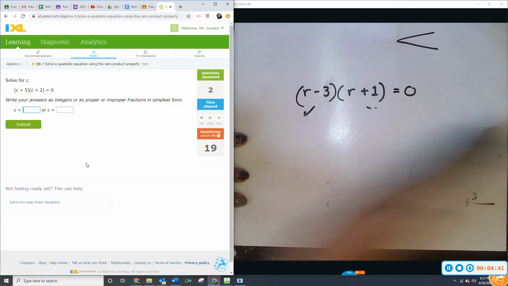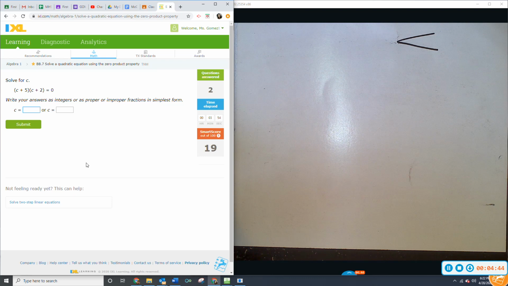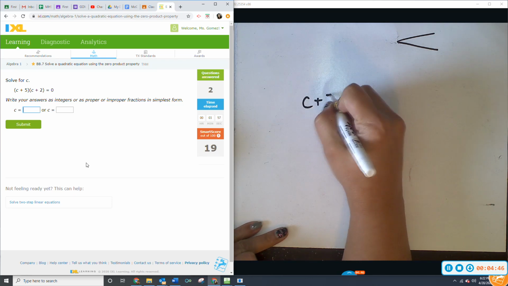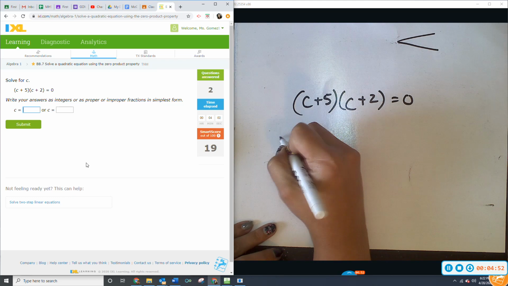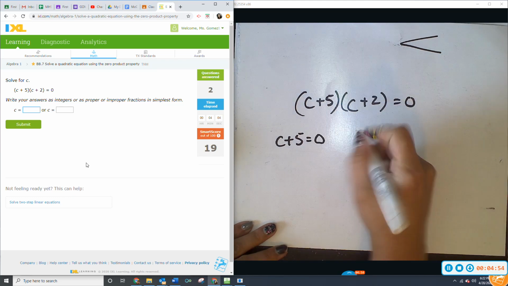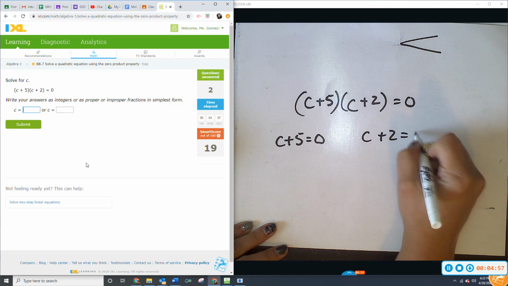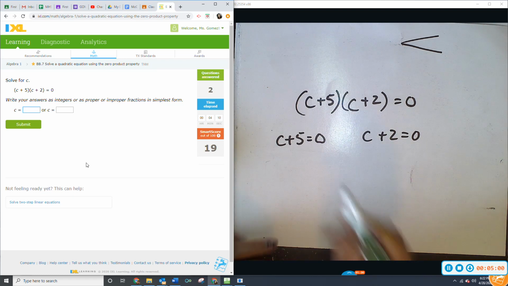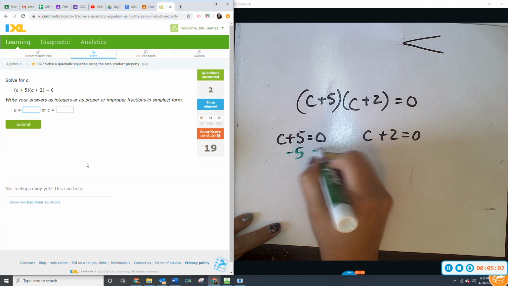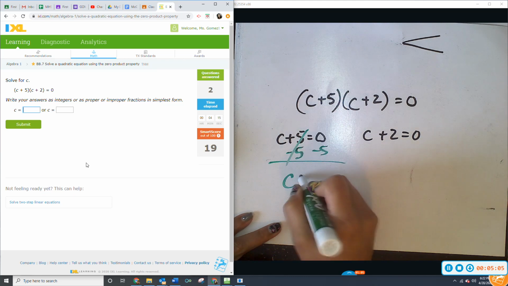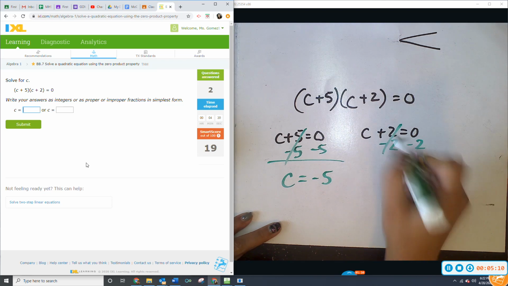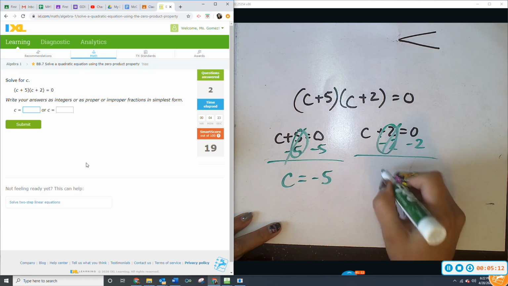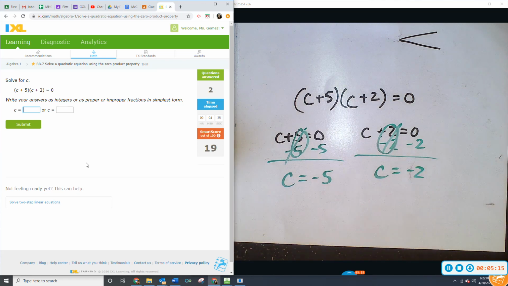Now, you'll notice this is moving a little slow. So we have c plus 5, c plus 2 is equal to 0, c plus 5 is equal to 0, and then c plus 2 is equal to 0. Inverse operation, minus 5 minus 5. C is equal to negative 5, minus 2 minus 2. C is equal to negative 2. All right, let's type that in. Negative 5 and negative 2.